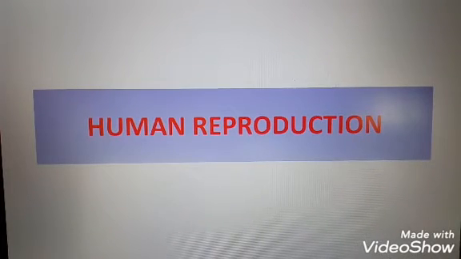Endometrium is the inner layer of the uterus. It assists in cyclic changes during menstruation and implantation of the embryo. And myometrium is the middle layer of the uterus. It assists in the contractions of the uterus during parturition.